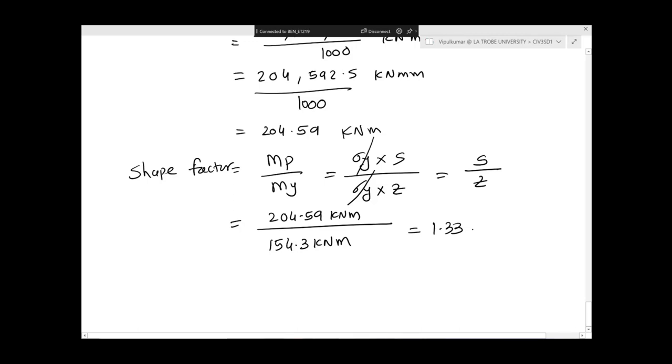What is this factor telling me? That if you design our cross sections by only the yield theory, sigma b equal to my, we are not utilizing 33% of the capacity of the cross sections. So by using our plastic moment, we have about 33% extra strength that we are not wasting.